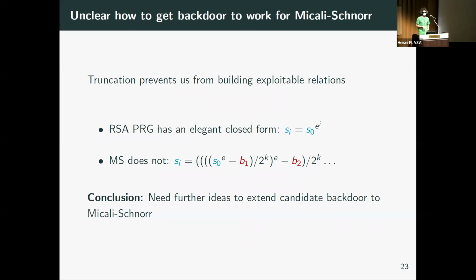So in RSA-PRG, we have this nice algebraic structure where the ith state is a monomial. We can work in the exponents and move to the states. For Micali-Schnorr, we have this big, ugly polynomial that has exponentially many terms. And it's not even known in advance because you have to chop off the k least significant bits of output each time. So it seems very challenging to come up with anything you could do at parameter generation time that would lead to any sort of exploitable relation between states. So further ideas will be necessary to carry this sort of thing over to Micali-Schnorr.